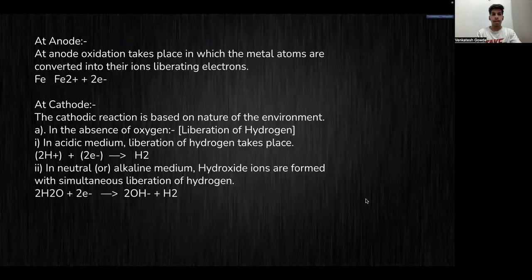Now we shall discuss the reactions that take place in the electrochemical theory. At the anode, oxidation takes place, in which the metal atoms are converted into their ions, liberating electrons. At the cathode, the cathodic reaction is based on the nature of the environment. In the absence of oxygen, in acidic medium, liberation of hydrogen takes place. In neutral or alkaline medium, hydroxide ions are formed with simultaneous liberation of hydrogen.